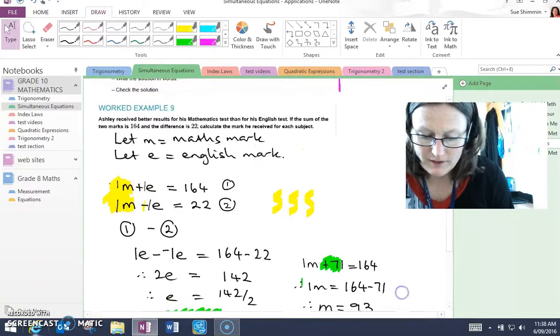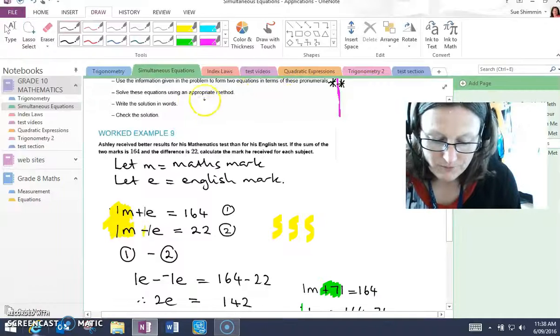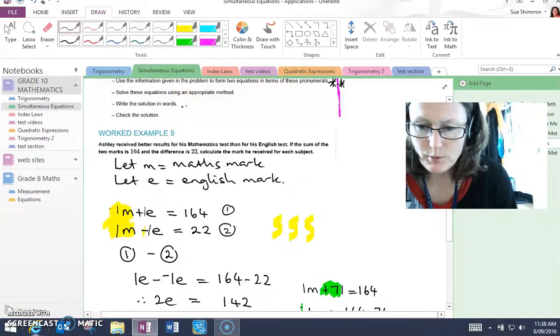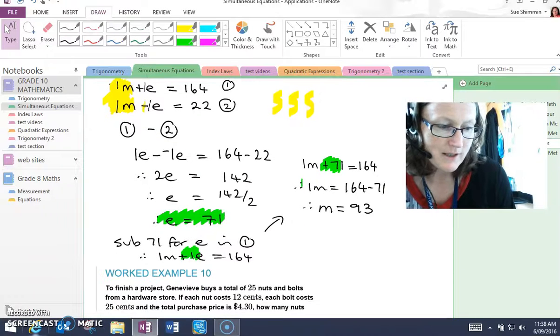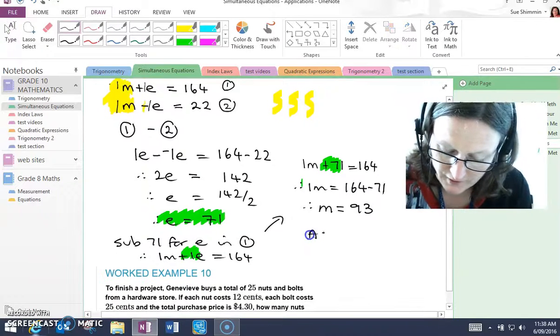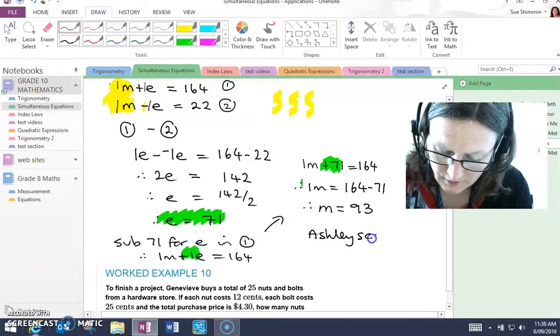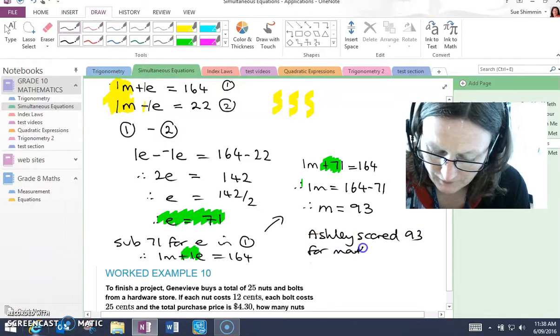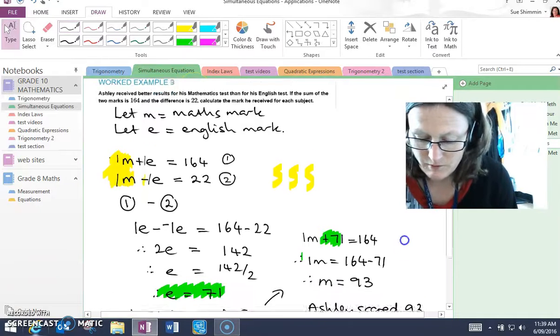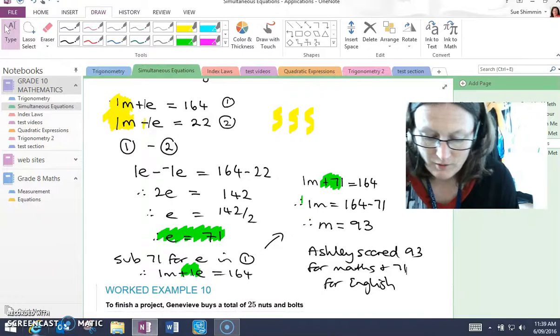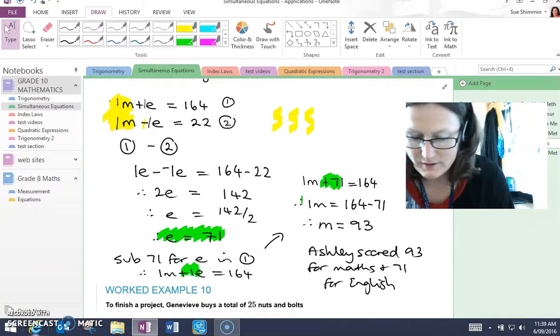So if we look above at the steps, we have solved it. Write the solution in words. The problem, the equation, was a sentence, so your solution needs to be in a sentence. So Ashley scored 93 for maths and 71 for English. So we have written a solution in words, and remember we can always check our solution by substituting what we got back in to see if it's correct.